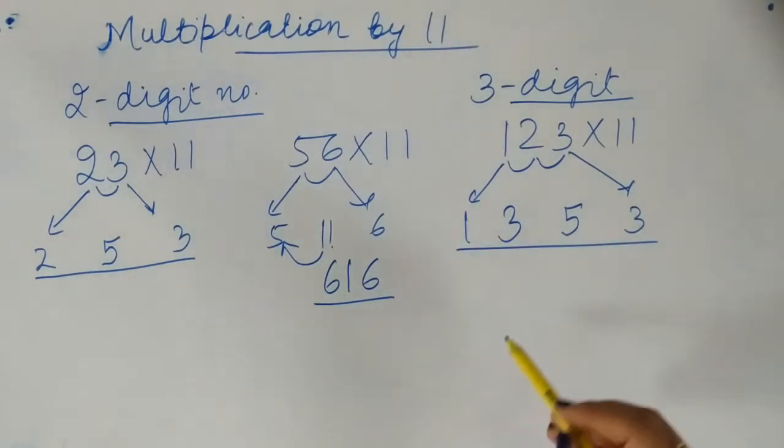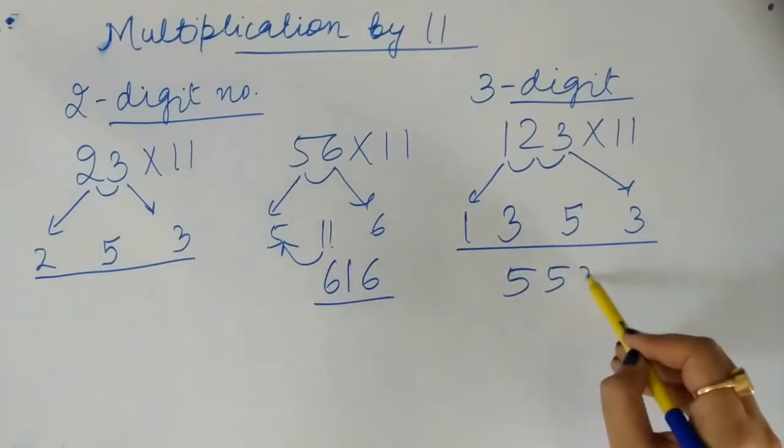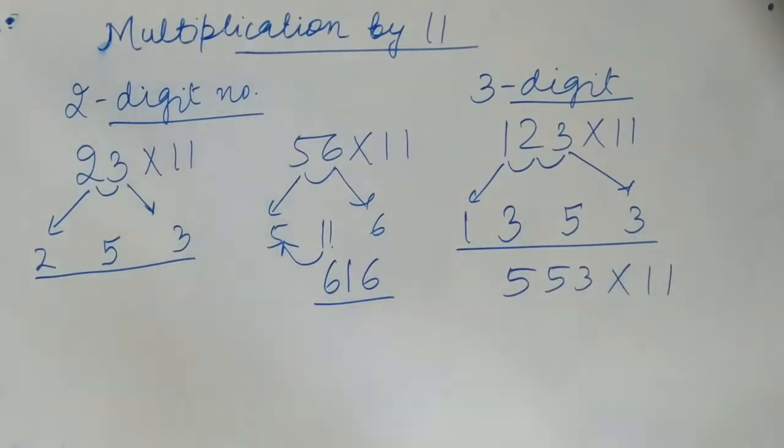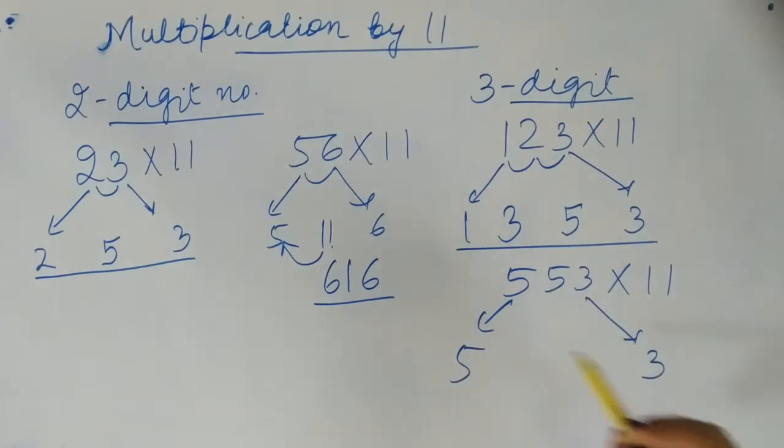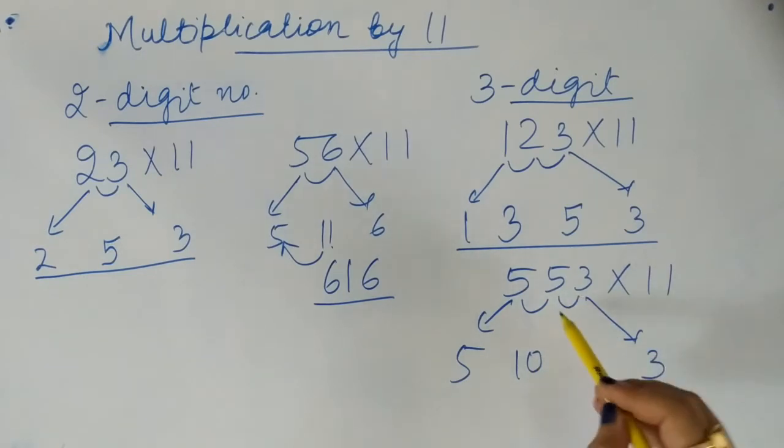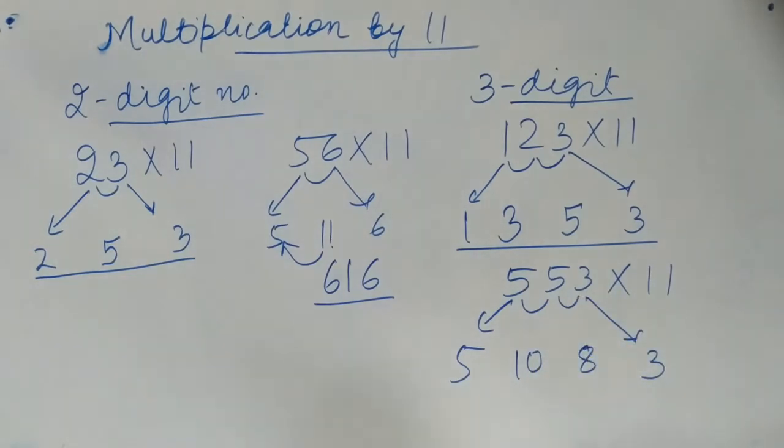Let's take another example. We have 553 multiplied by 11. So we'll write here 5, we'll write here 3, and we'll add: 5 plus 5 will give us 10 and 5 plus 3 will give us 8. So we'll write here 3, 8, 0 and 1 will be carried to 5, which will make it 6. So 6083 will be the answer.